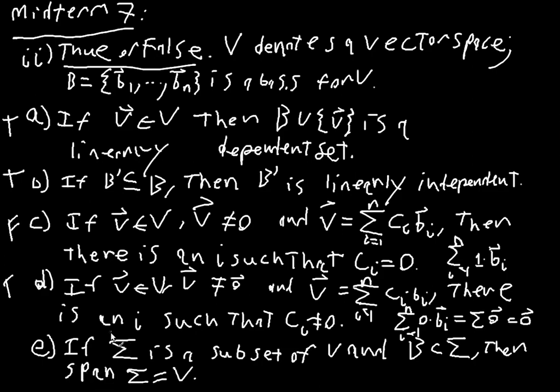The next one, if I have some subset of V, and we have that our basis is inside of that set, then the span of our set, sigma, is all of V. And that's true also, because we already know that we can express any vector in V as a linear combination of vectors inside B. So if I throw some other vectors there, then I can still express any vector inside of V as a linear combination of stuff inside of sigma, because I've already got B in there. This guy's true as well.